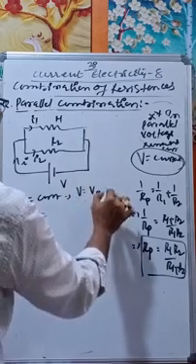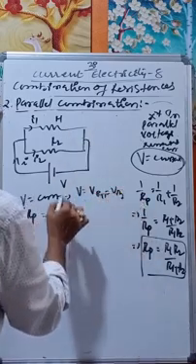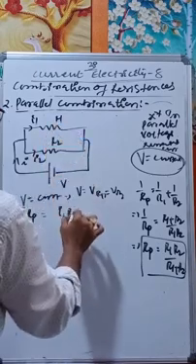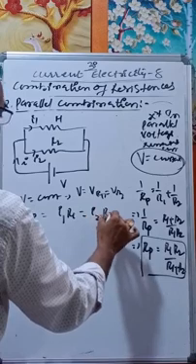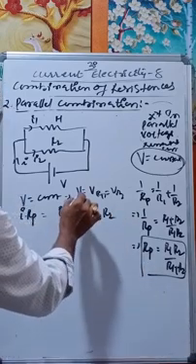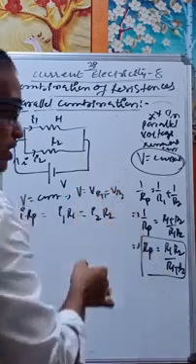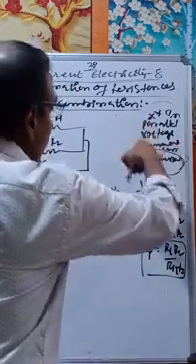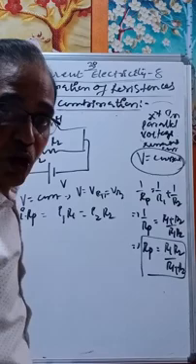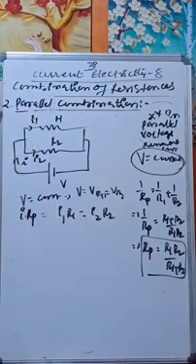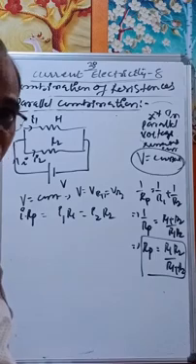Therefore total V is equal to V1 and also V2. But the voltage across R1 is also equal to the voltage across R2. What is the voltage across R1? V is equal to IR. Therefore I1 R1 also equals I2 R2. Total voltage is equal to the voltage across R1 and across R2, because in a parallel combination voltage remains constant. Therefore, I Rp is equal to I1 R1, which is equal to I2 R2.